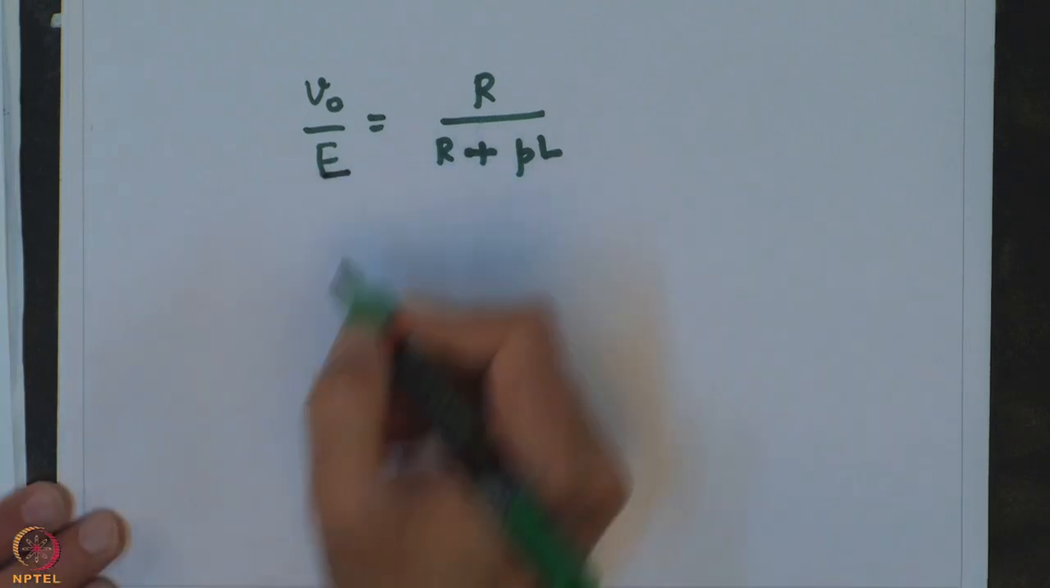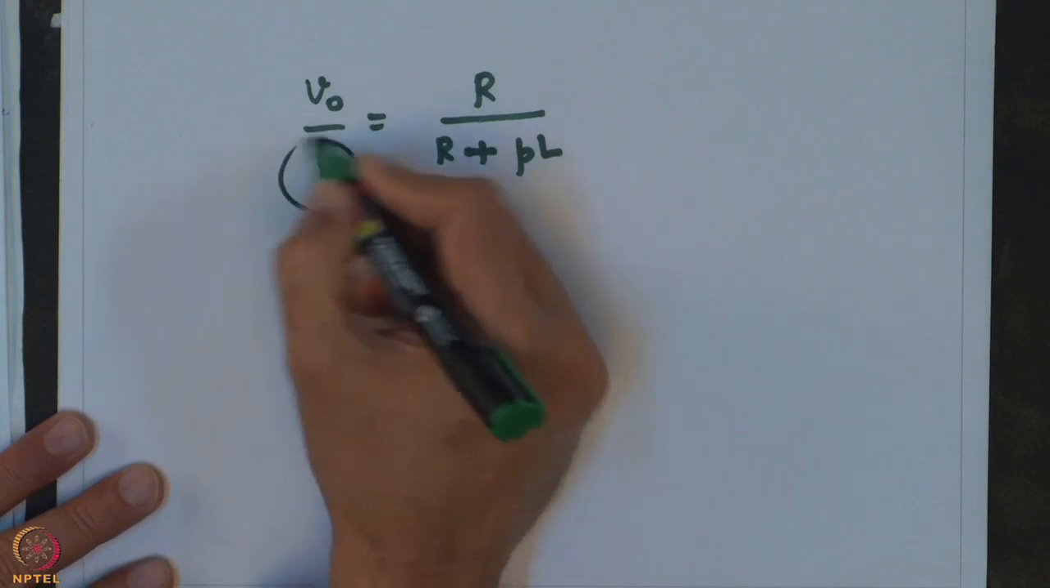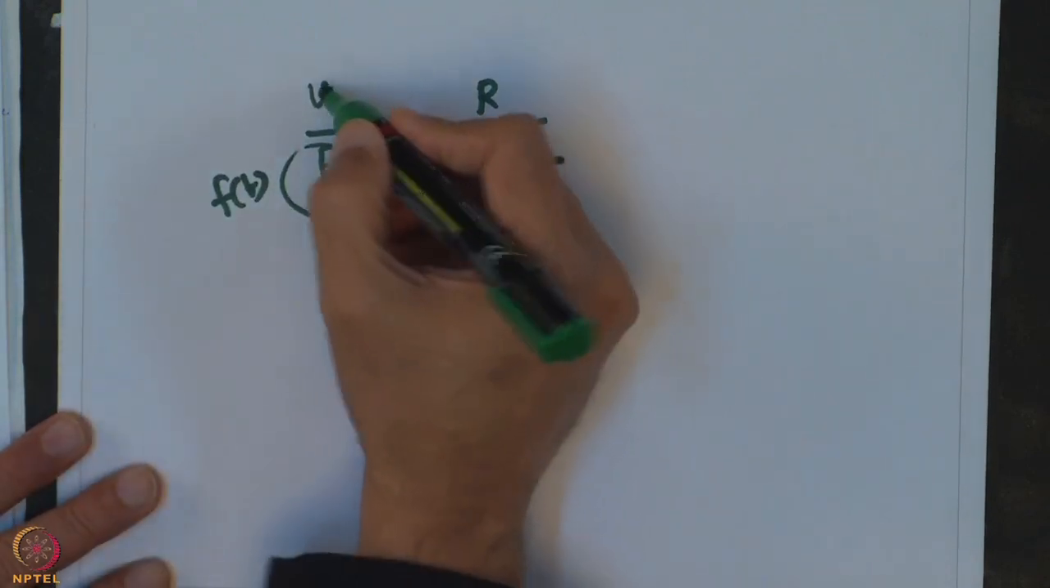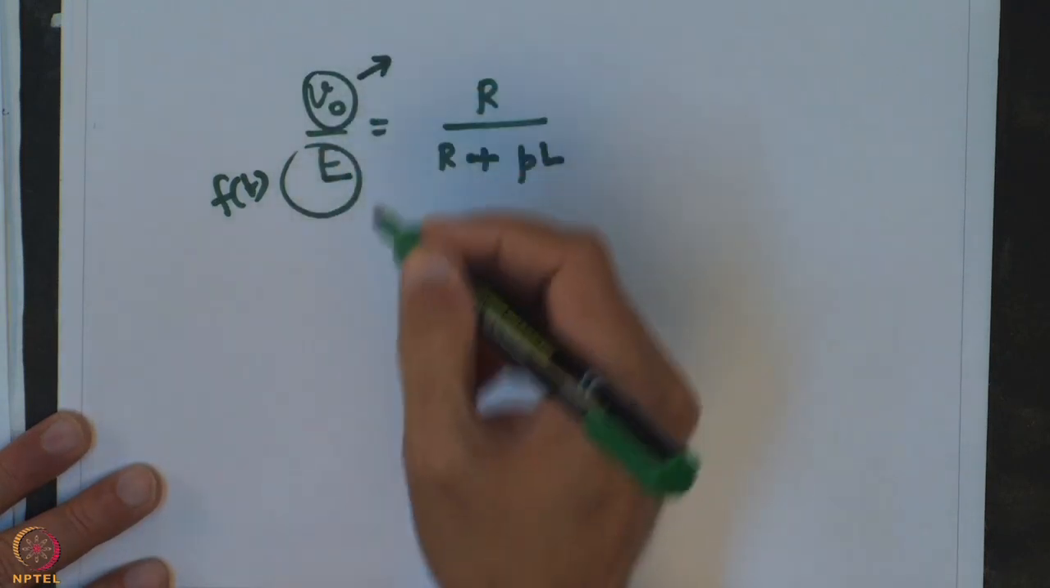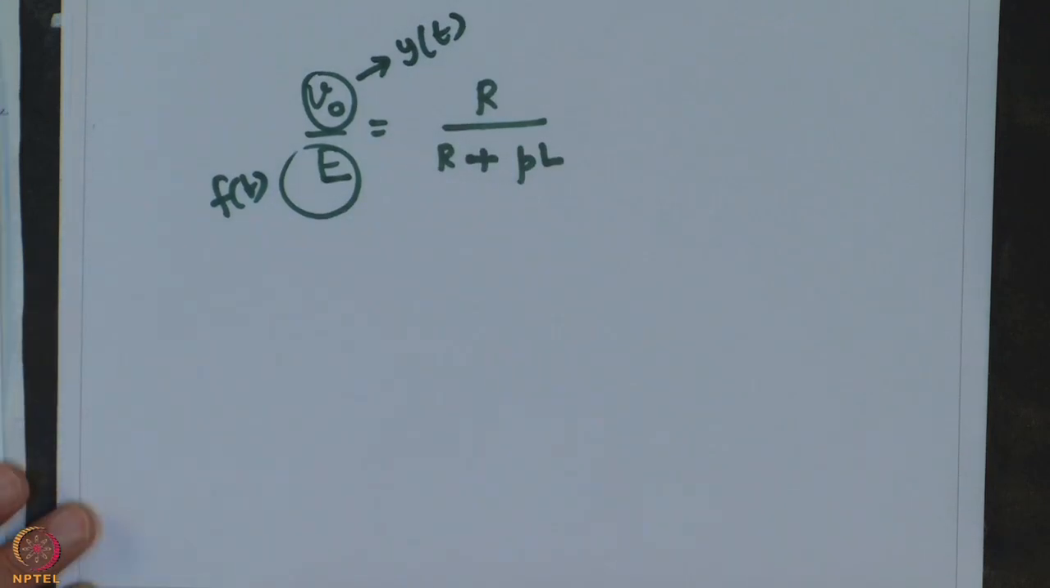Now, in this expression, we can actually say that E is nothing but the forcing function, and we may denote it by f of t. VO may be considered as the response, and we may denote it as y of t.